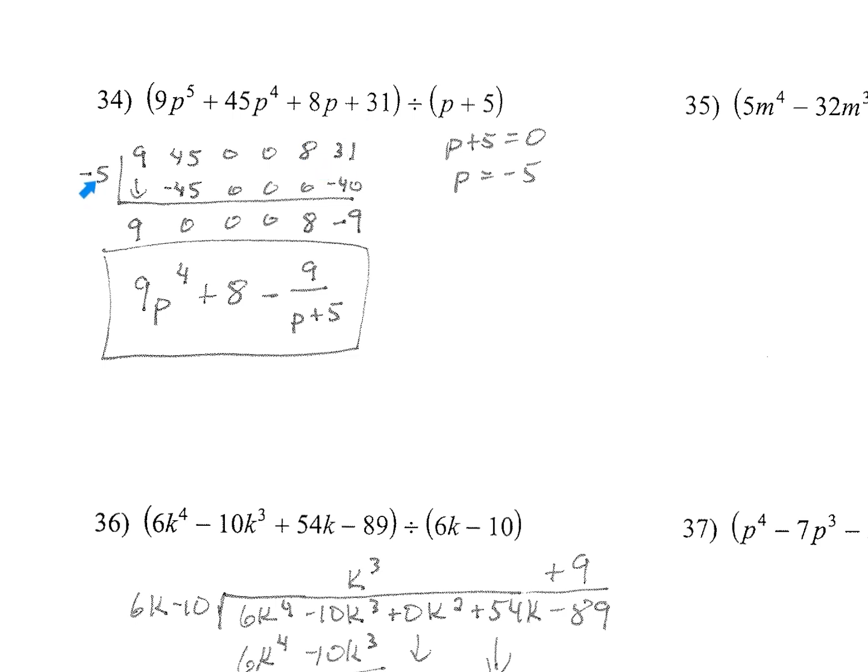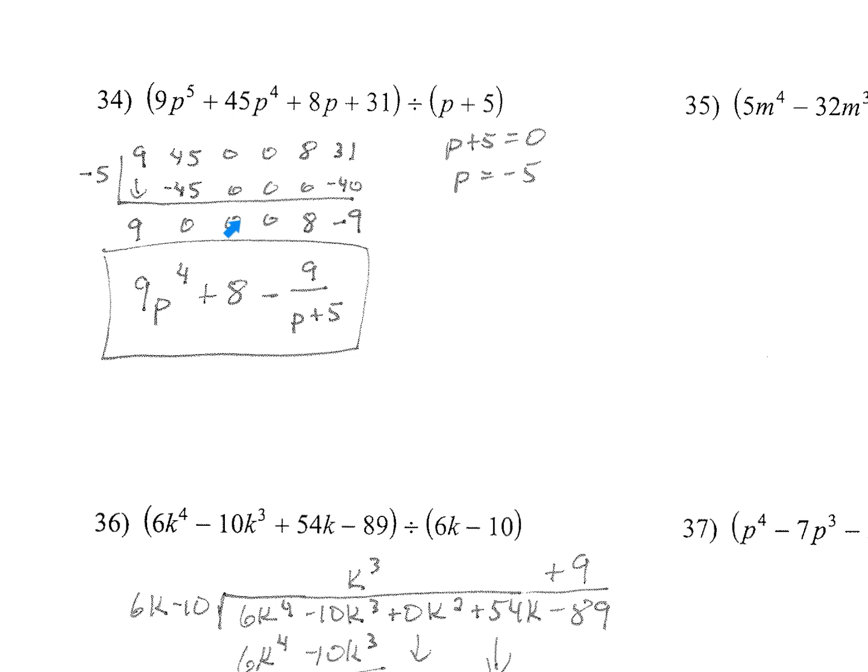And then, if you don't remember, you bring down your 9. Okay, then you start multiplying. -5 times 9 is -45. 45 minus 45 is 0. Now all of these zeros are just going to stay the same. So here where you see the 8, that's -5 times 0, which is 0. 8 and 0 equals 8. And then finally, -5 times 8 is -40. 31 minus 40 is -9. And now you have your answer, okay?